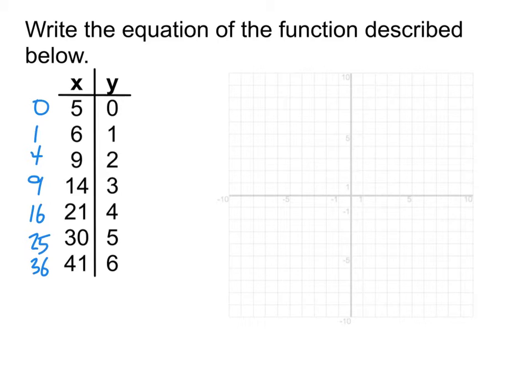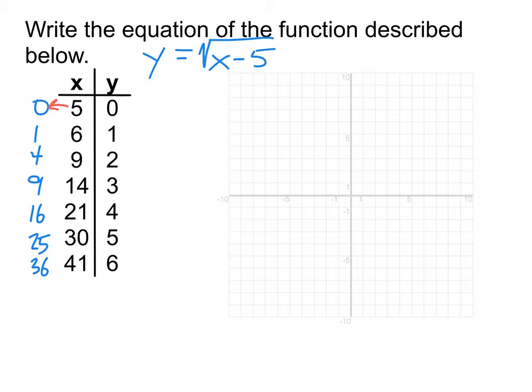Well, we can. What am I doing to them? It looks like adding 5. Or maybe it's easier to say, looking from there to there, I'm subtracting 5. On every single one of them, they're 5 apart. So that tells me that it's going to be the square root of x minus 5. And that's how I'm getting my y value.